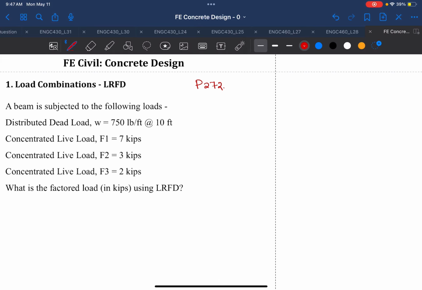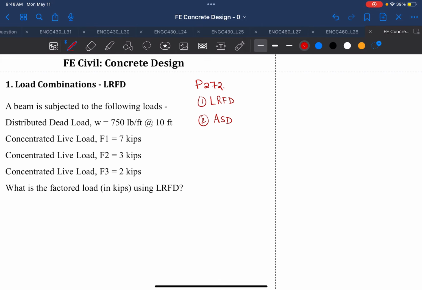So in the FE manual, there are two load combination methods. One is strength design, which is your LRFD, load and resistance factor design, and the other is ASD, which is your allowable stress design. All these methods give you the maximum load combination, which we also call your design load, that you're going to use to design the structure, either a column, tension member, beam, or shear.